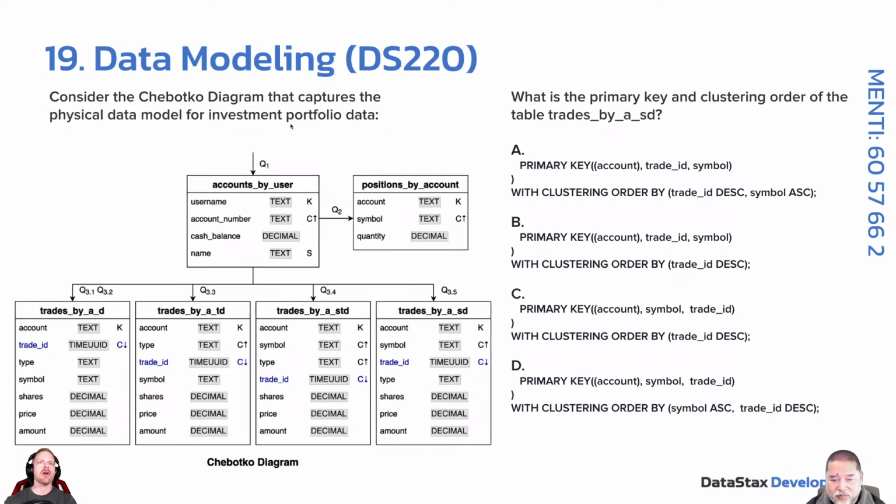So consider the Chebotko diagram that captures the physical data model for investment portfolio data. Now, if you don't know anything about Chebotko diagrams, it's okay. You will learn. I will give you a hint. K means partition key. C means clustering column. The arrow denotes the order of the clustering column. And with that, what is the primary key in clustering order of the table trades by ASD?